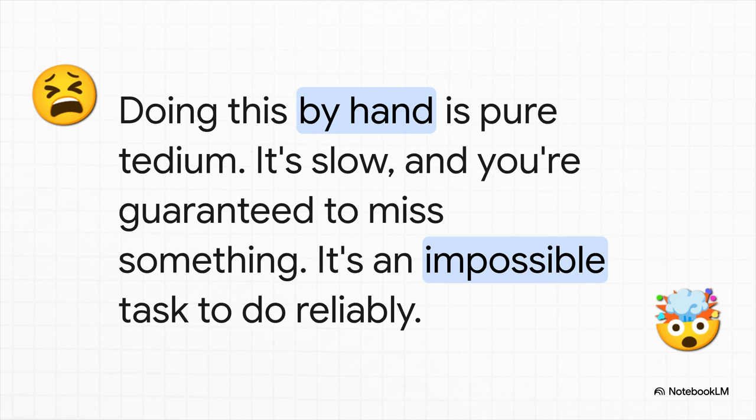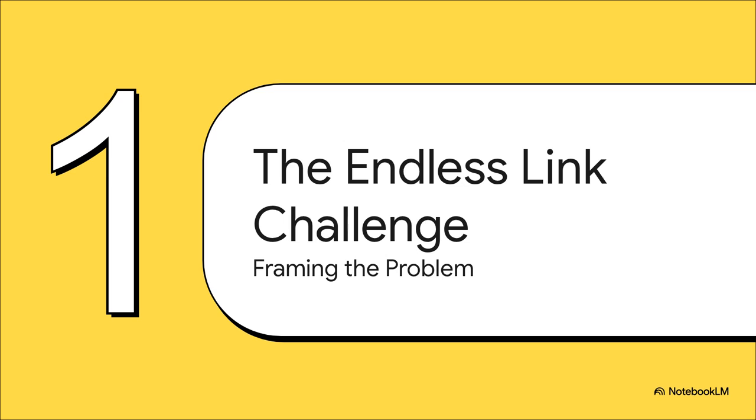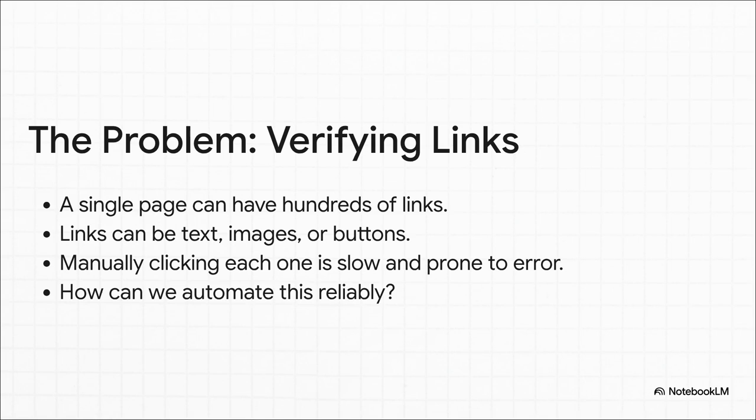And you know what? There is. Okay, first up, let's really frame this problem. We're calling it the Endless Link Challenge. So you take a page, right? Let's say something like this one from Sugar CRM. It can have literally hundreds of things to click. Yeah, some are obvious, the blue underlined text. But others are hidden behind images, company logos, or those big call to action buttons. Manually testing them is just a recipe for disaster. The real question is, how do we build an automation that can see and check all of them, no matter what they look like?